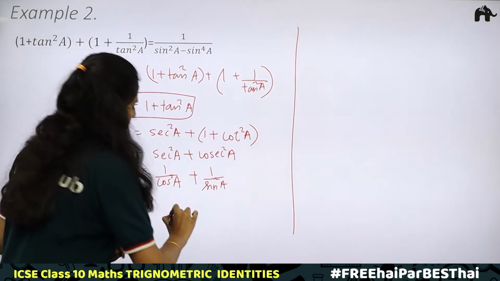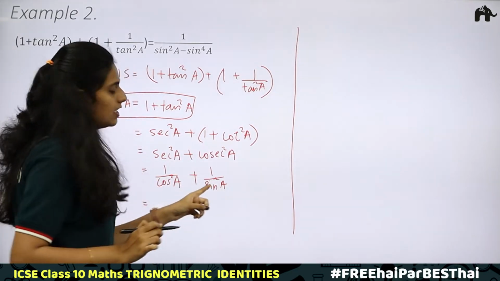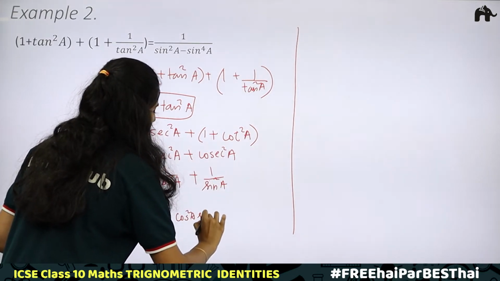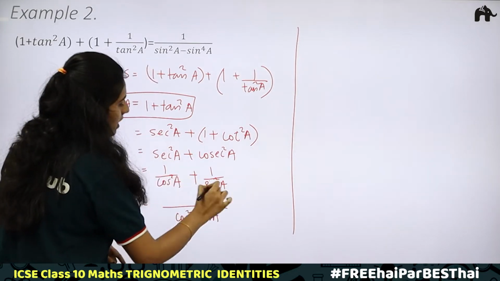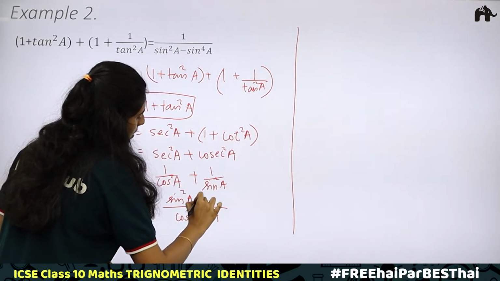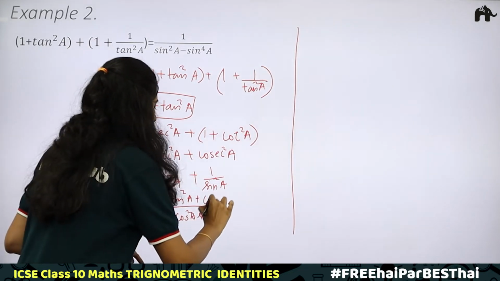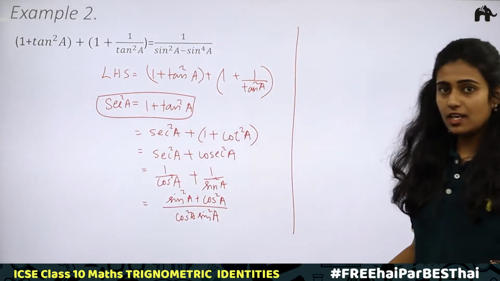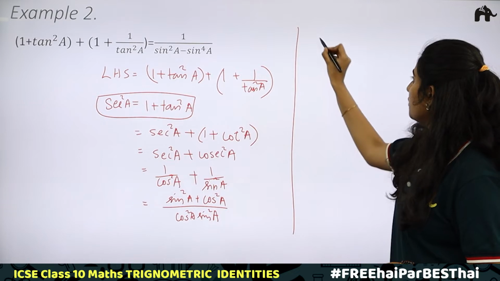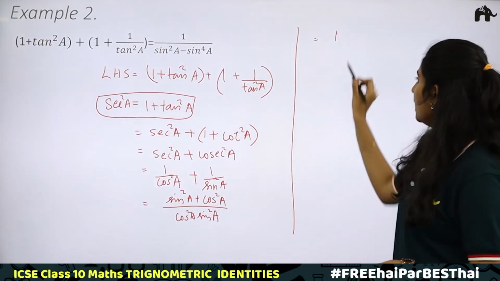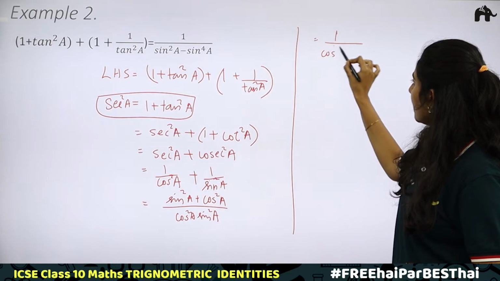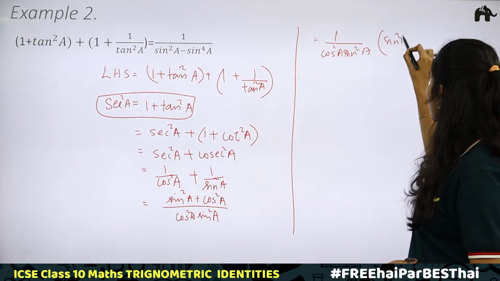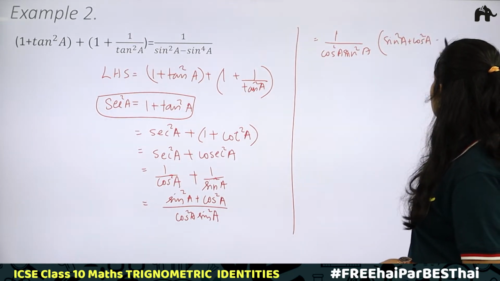Now, taking LCM, we get cos square A as the denominator here, and here it is sin square A. There is nothing in common, therefore the denominator will be cos square A sin square A. Now cross multiplying, 1 into sin square A plus 1 into cos square A is cos square A. Now what is sin square A plus cos square A? It is equal to 1, which is the required identity, divided by cos square A sin square A. Here we have used the identity sin square A plus cos square A is equal to 1.